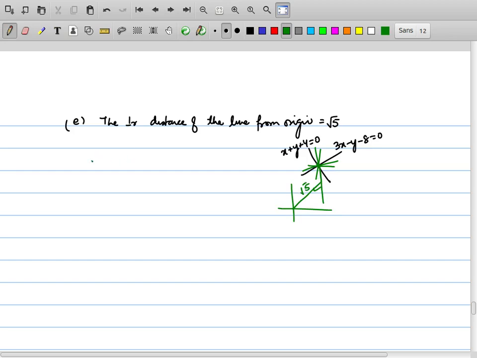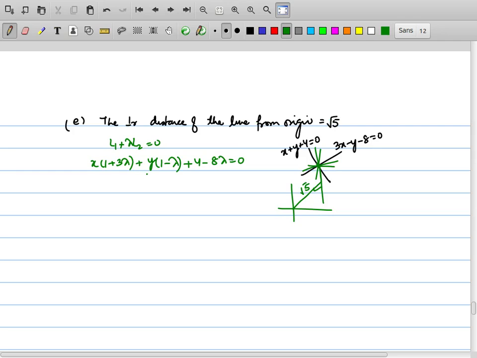So what was our equation? We had written L1 plus lambda L2 equals 0, and by writing this we got x(1 plus 3 lambda) plus y(1 minus lambda) plus 4 minus 8 lambda is 0. This is the general equation of the family of lines. And which member are we looking for? Whose perpendicular distance from origin is root 5.